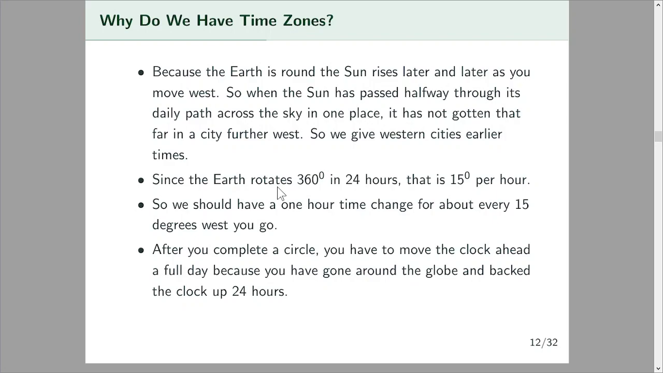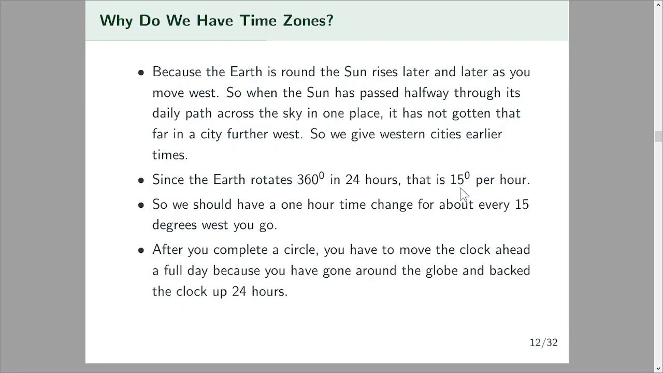It turns out you can do the math on that and say, well, look, the Earth turns 360 degrees in 24 hours, and that's about 15 degrees per hour. And so what we usually do is about every 15 degrees on the planet, we move the time back an hour. So Chicago is an hour behind New York, and Denver is an hour behind Chicago, and Los Angeles is an hour behind Denver, and so on.